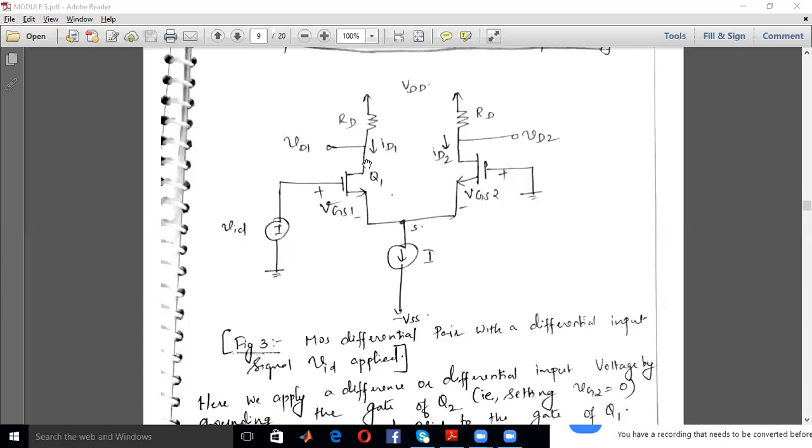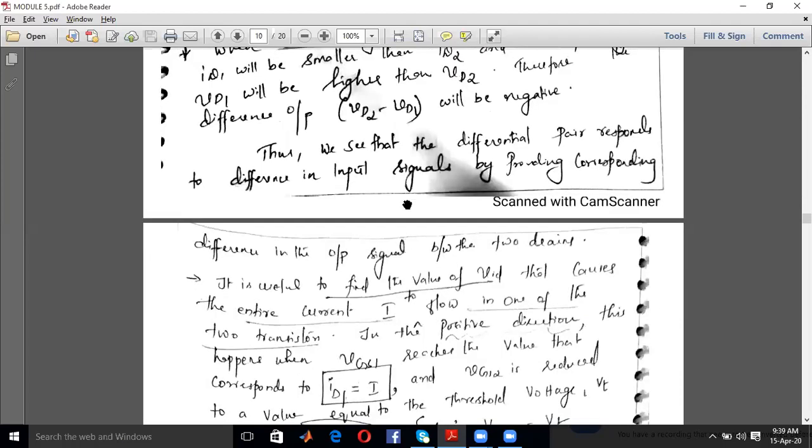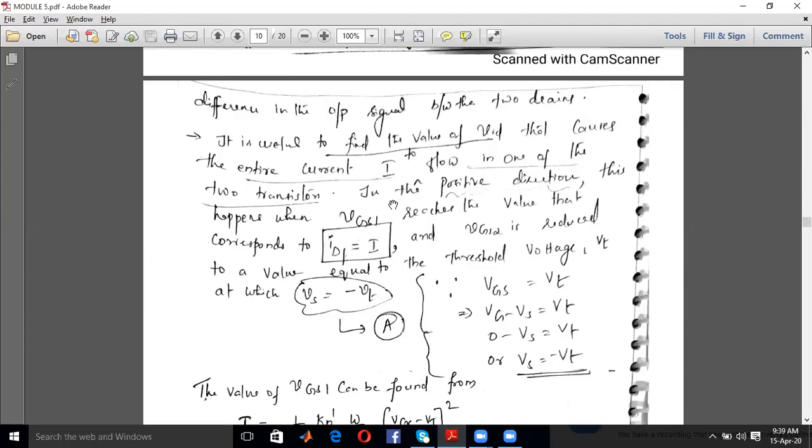Okay, so you know that ID1 plus ID2 will make I, the total biasing current. It depends on ID1 and ID2. Since ID2 is now 0 because of this input voltage at gate 2, there is no conduction taking place through the transistor. So this entire current I will be flowing through Q1. So ID1 is nothing but equal to I now. Understood? That case we are going to analyze, and we are trying to find the maximum differential voltage that I can give.